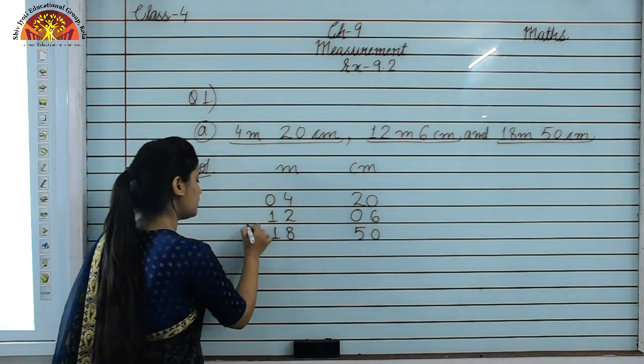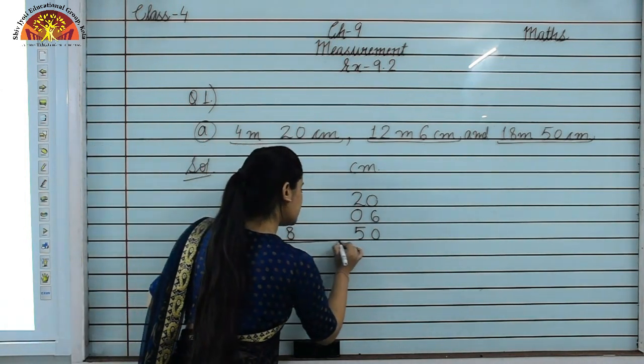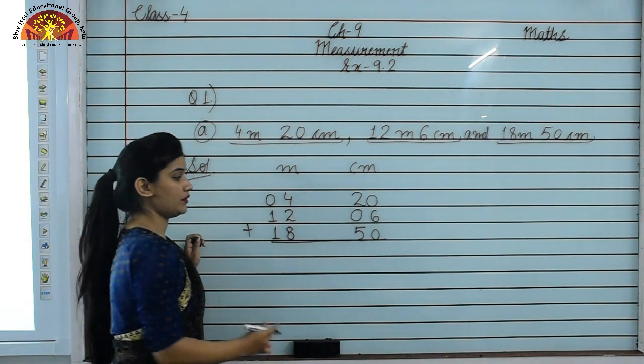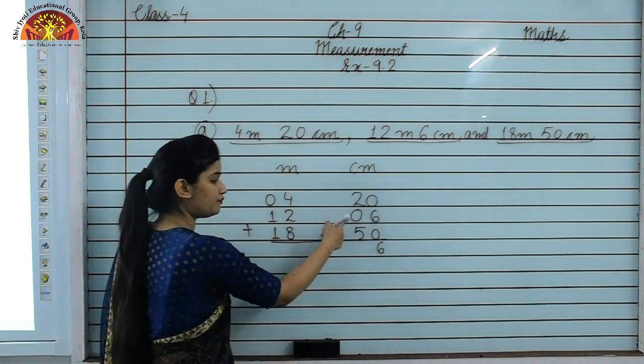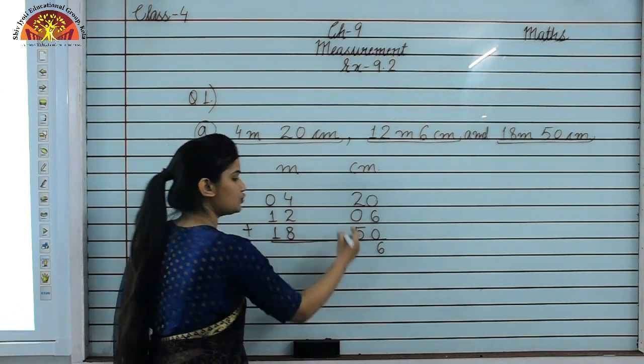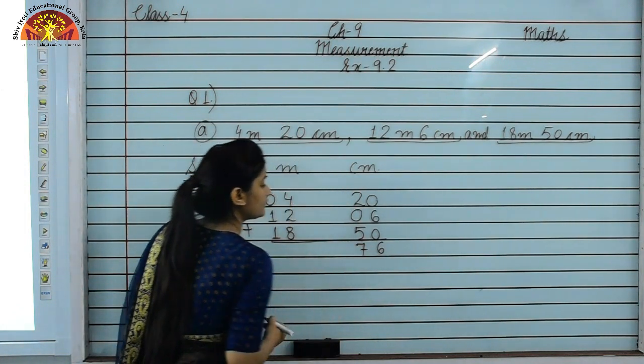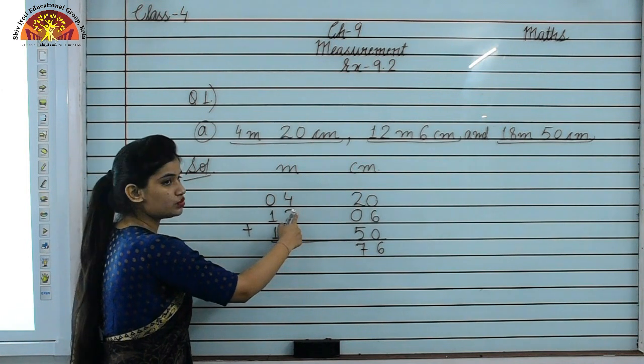So now we have arranged the numbers. Now we have to add them. 0 plus 6 plus 0 will be 6. 5 plus 0 is 5, plus 2 is 7. Then 8 plus 2 is 10.